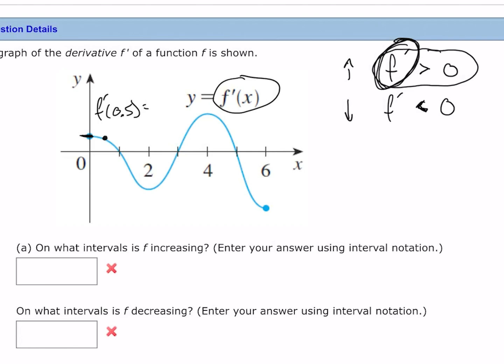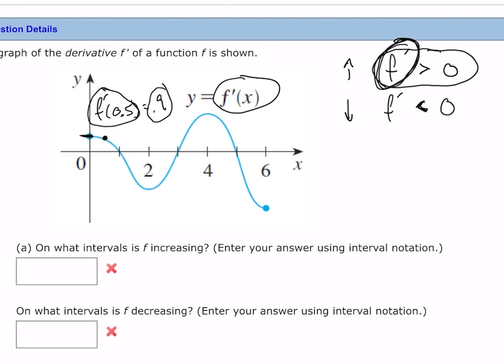What do you think? What's f prime of 0.5? In other words, what do you think the y coordinate is right there? I think it's probably, I don't know, 0.9. So can we safely say that the first derivative at that particular point is greater than 0? 0.9 is definitely greater than 0. So what that means is that our actual function, which is not depicted here, has a positive slope at a point when x equals 0.5.